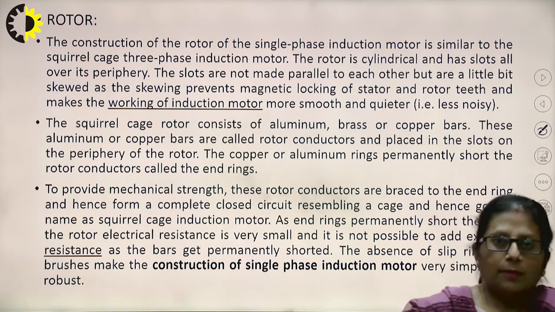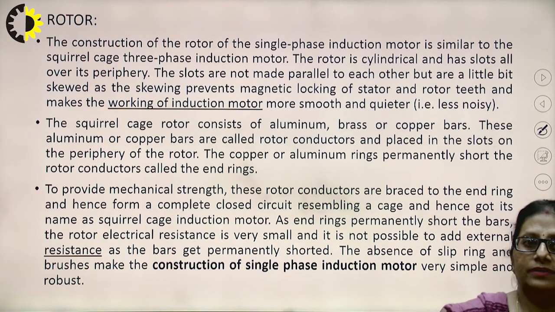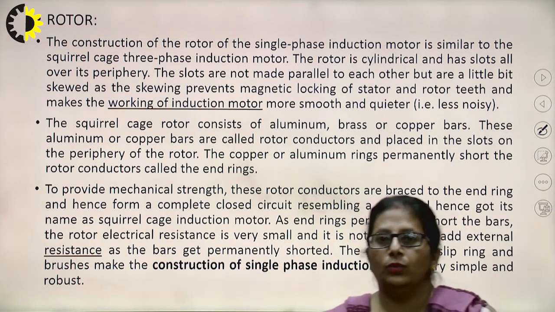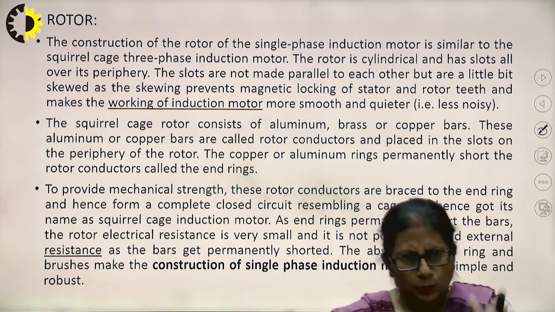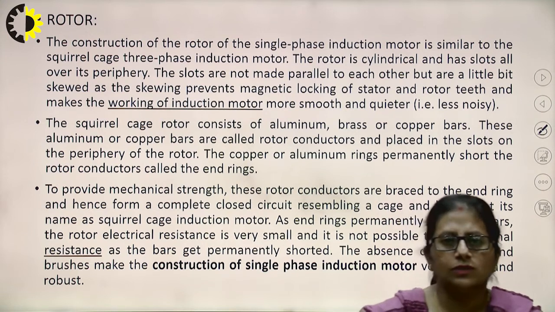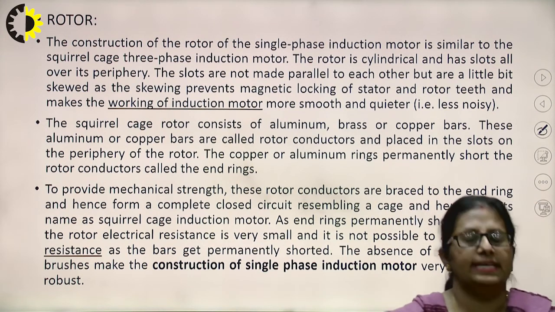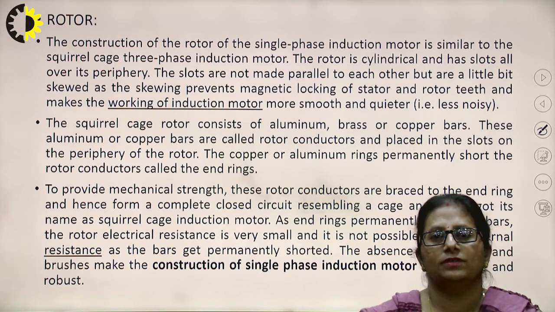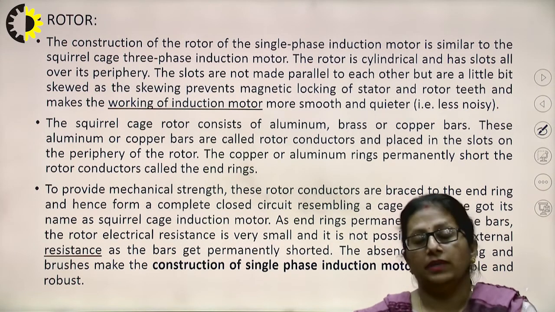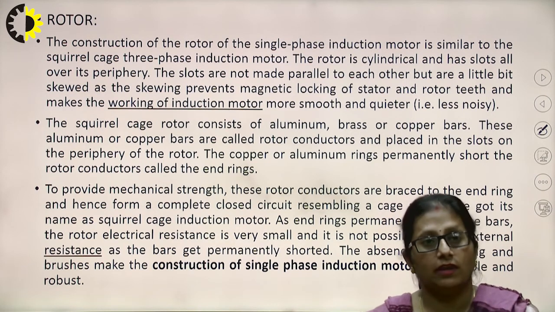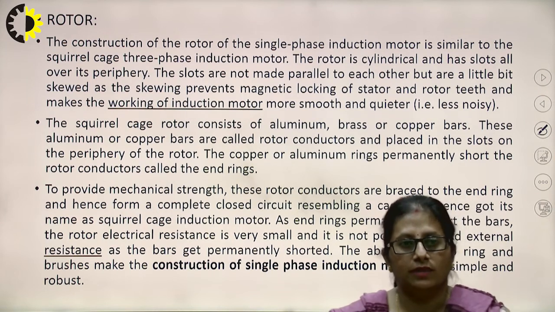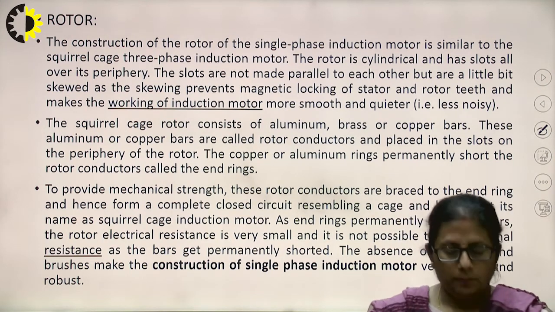The end rings are permanently short circuited. So, the rotor electrical resistance is very small and it is not possible to provide any external resistance as the bars are permanently shorted. The absence of slip rings and brushes makes the construction of the single phase induction motor very simple and robust. Likewise, in the case of the three-phase induction motor, we used to have the slip ring induction motor. Here, we don't have such a construction in the case of single phase, right? And it is better also for maintenance purposes.